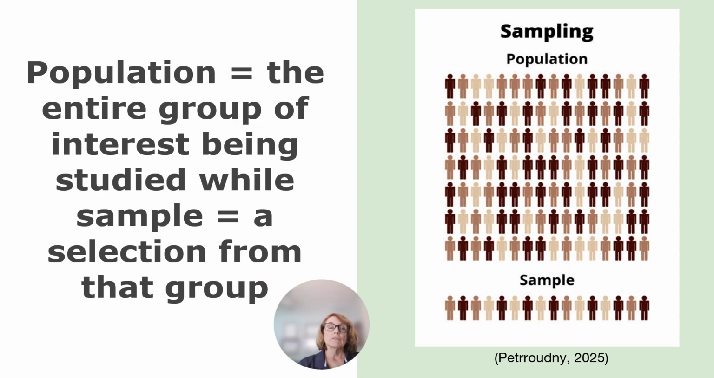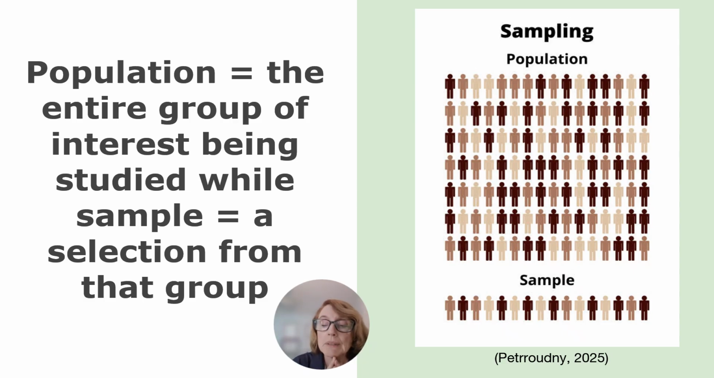First, population versus sample. Well, your population is the entire group of interest that's being studied. So to go back to some of the earlier videos that we looked at, for example, we were interested in studying African American teens in foster care. So our population would be all African American teens that are in foster care.